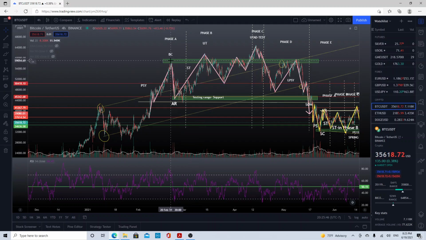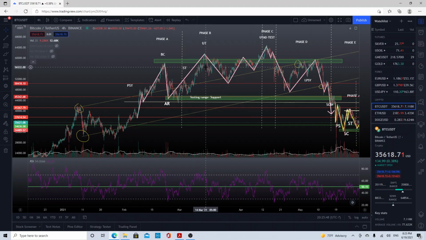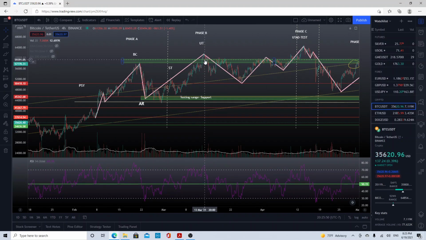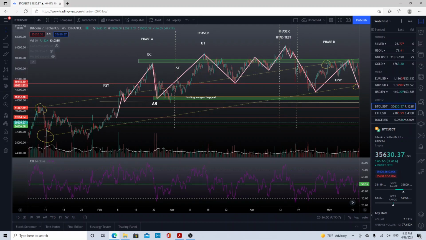We had this testing range. Bitcoin broke through it, but did Bitcoin have a good follow through? Did it go all the way high, or was it just a fake out? It proved itself that it was a stopping of an uptrend. So the demand has been dominant, and now the supply is entering the market, providing the preliminary supply.